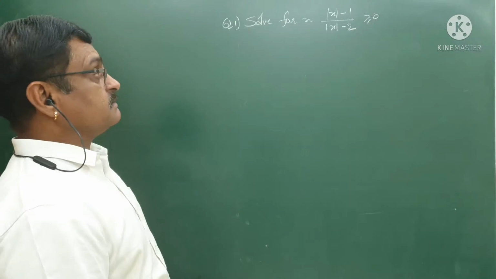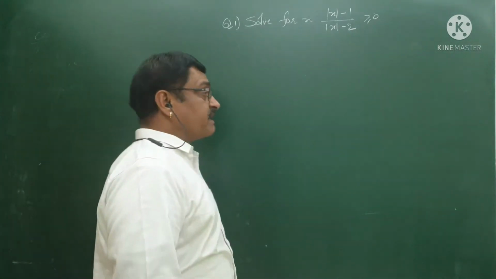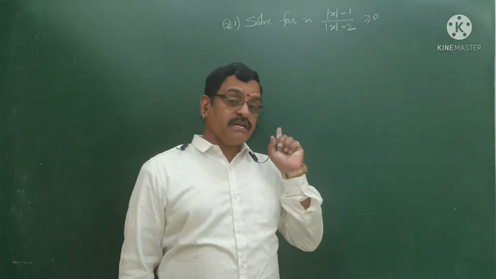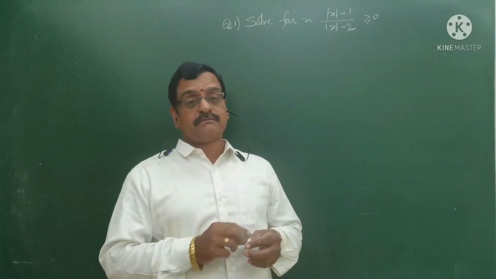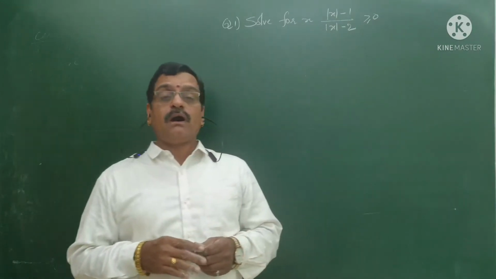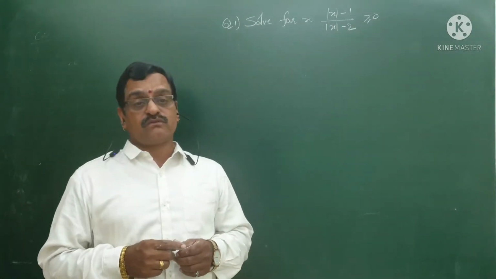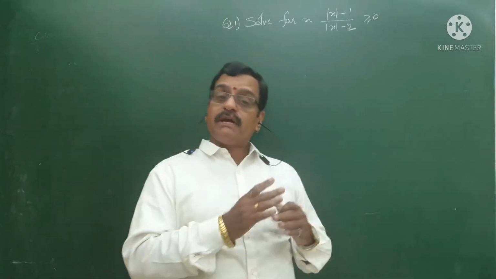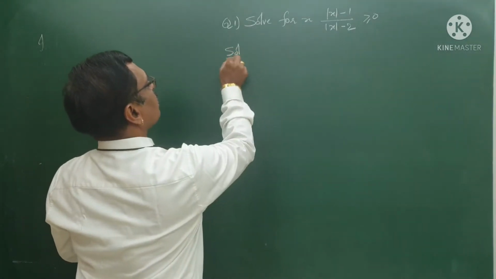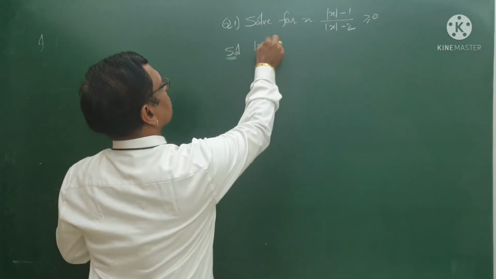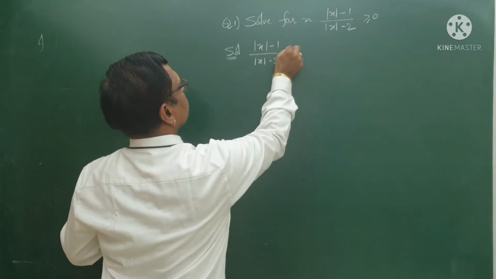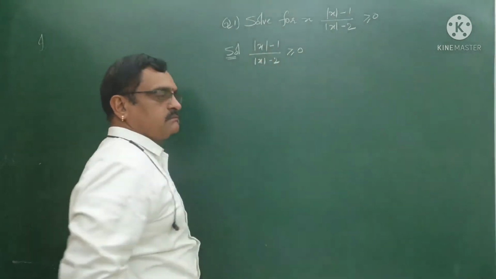Solve for x: mod x minus 1 by mod x minus 2 is more than or equal to 0. To solve this inequality, I have two methods. One is the actual method by removing the mod symbol, and the second is another method. I am going to solve this question in both methods. Mod x minus 1 by mod x minus 2 is more than or equal to 0.